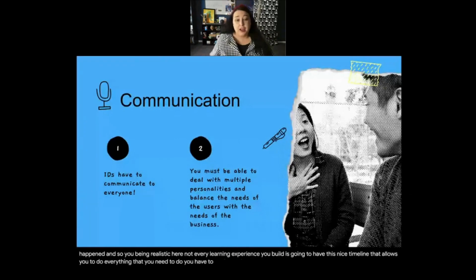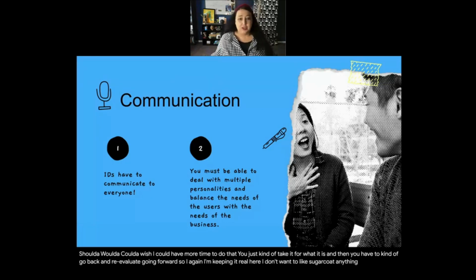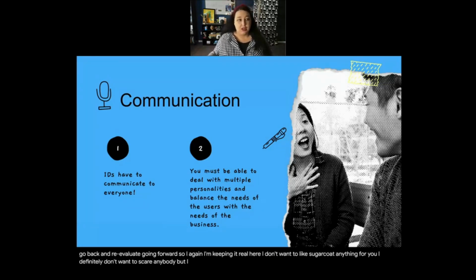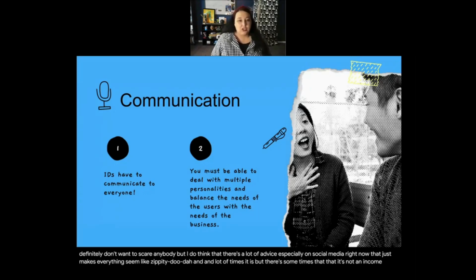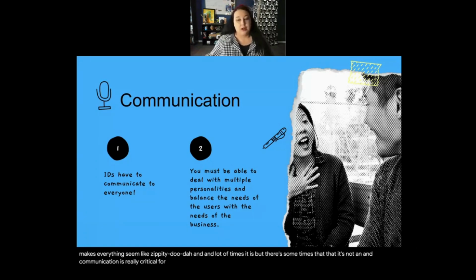You have to kind of pick your battles. And there's times that you're like, well, I shoulda, woulda, coulda, wish I could have had more time to do that better. But you just kind of take it for what it is. And then you have to kind of go back and reevaluate going forward. So I'm keeping it real here. I don't want to sugarcoat anything for you. I definitely don't want to scare anybody, but I do think that there's a lot of advice, especially on social media right now, that just makes everything seem like zippity doo dah. And a lot of times it is, but there's sometimes that it's not. And communication is really critical for everyone, especially if you're an instructional designer, to keep that going.